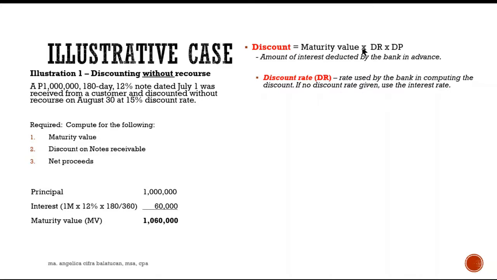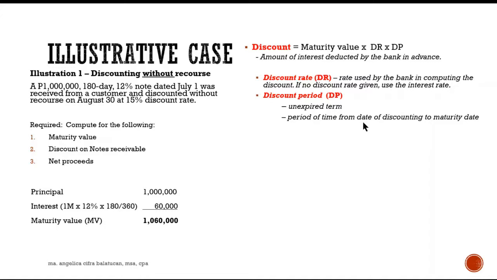So, maturity value times discount rate times DP. This is our discount period, which is the unexpired term. And how do we compute the unexpired term? That's the period of time from the date of discounting until the maturity date. So if this is dated July 1, 180 days or 6 months later, it should have been until December 31, counting July, August, September, October, November, December. So on December 31, we would have collected the note.